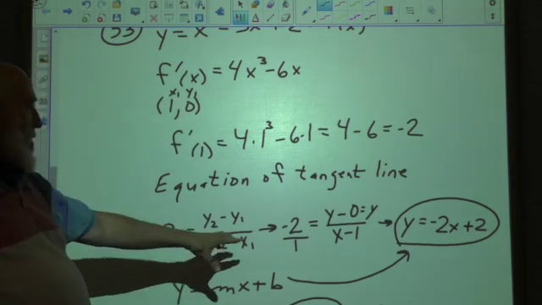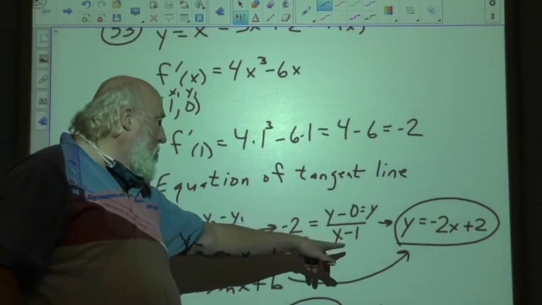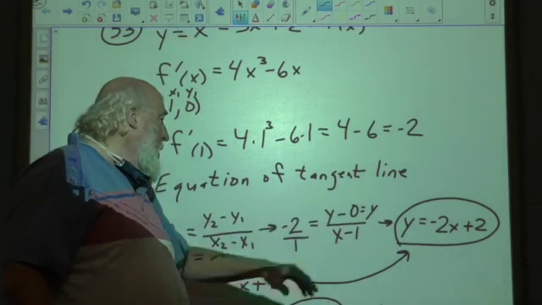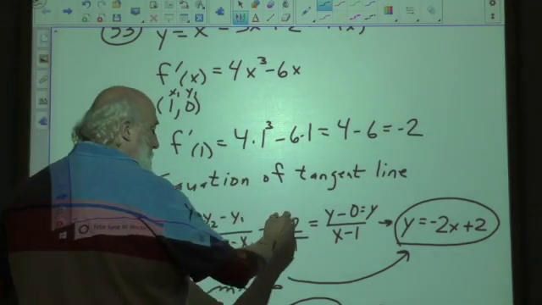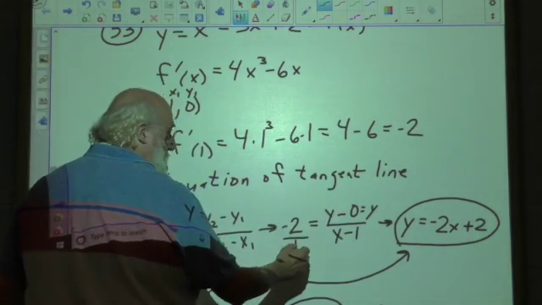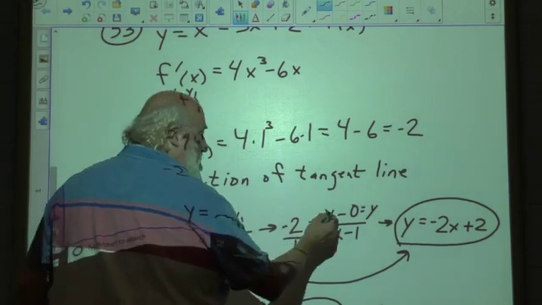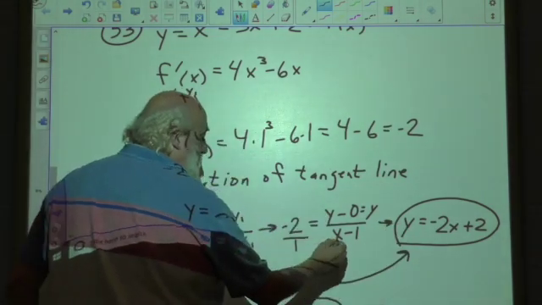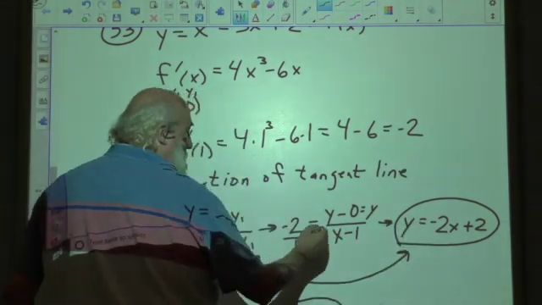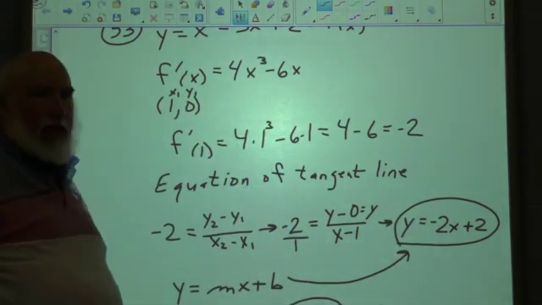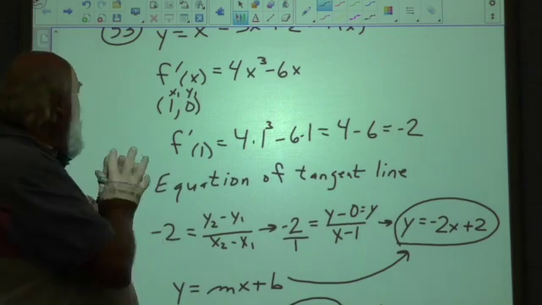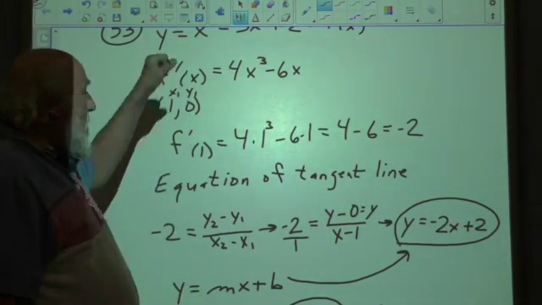So we plug that in and we get this, y minus 0, which is y on top, and x minus 1 on the bottom. Cross multiply, negative 2 times this and 1 times this. 1 times y is y, and negative 2 times x is negative 2x. Negative 2 times negative 1 is positive 2. So there is the equation of your tangent at the point 1, 0 of that equation.